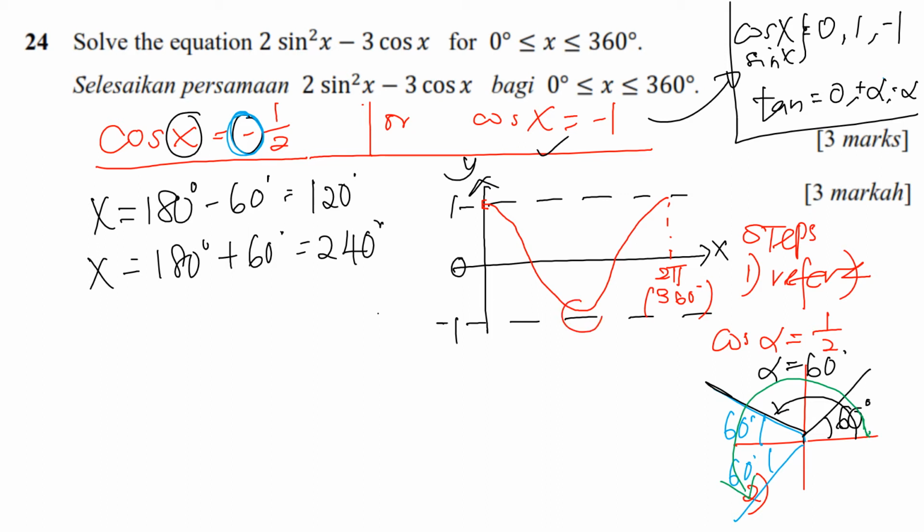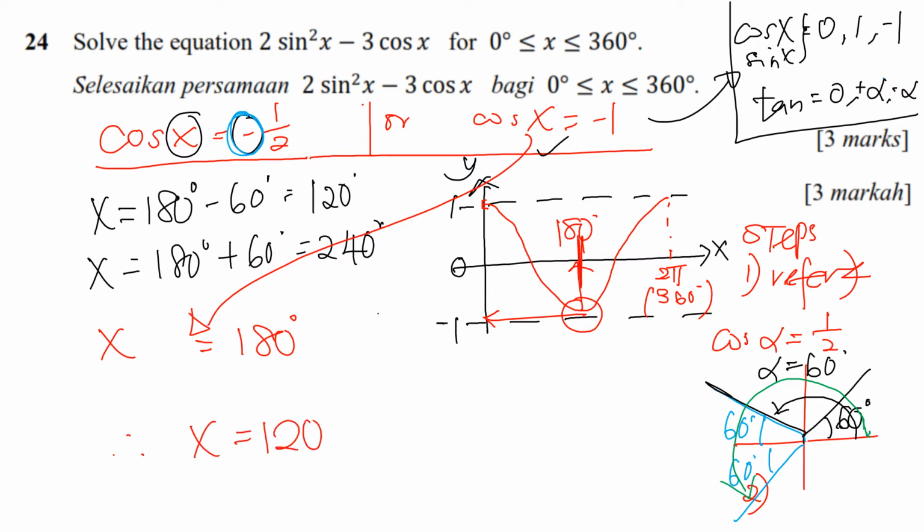Where is -1? Here is -1. So here is -1, is the angle here. So this is half of the line. So this is 180. So for the value of this, your x is equal to 180 degree. Therefore, then you make your conclusion. x is equal to, rearrange your angle, 120, followed by 180, then followed by 240 for your answer.